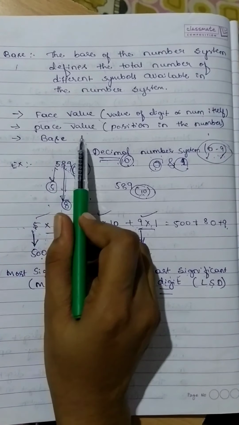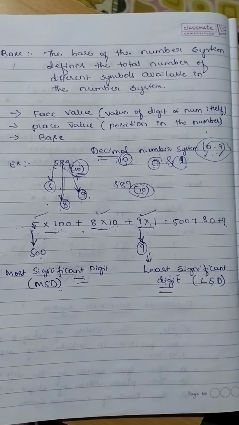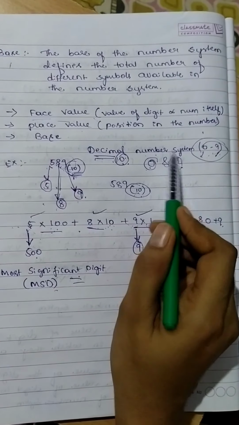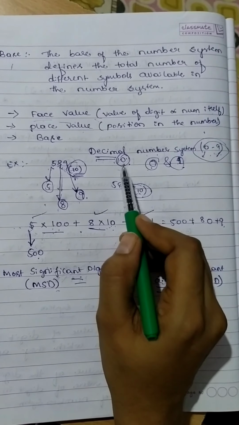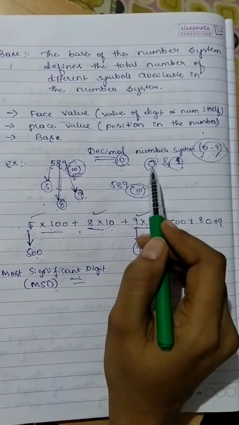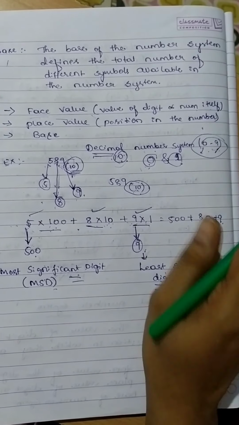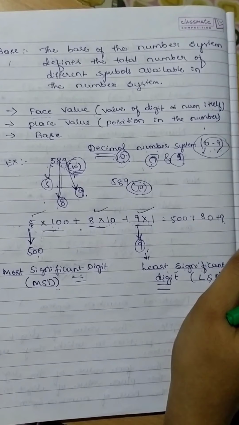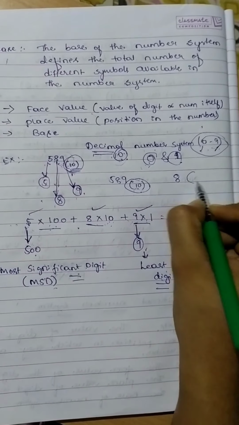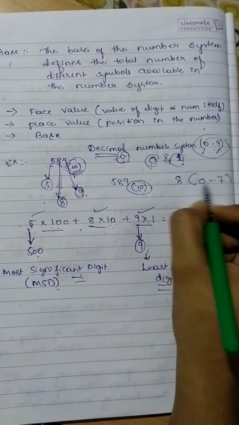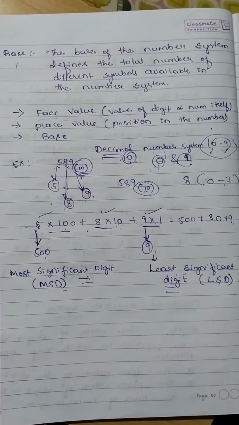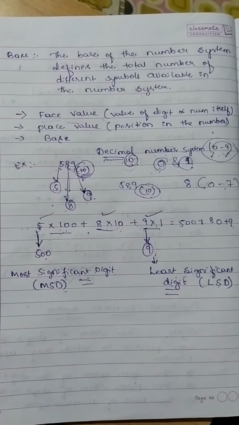Then base is the total number of different symbols available in the number system. So if it is the decimal number system, then its base is 10, so that it can have 10 different values, that is from 0 to 9. If it is binary, then it has only 2 values, that is zeros and ones. If it is octal, in the sense what? 8, that is from 0 to 7. Like that, the base of a number system can be represented. So this is regarding the positional number system.